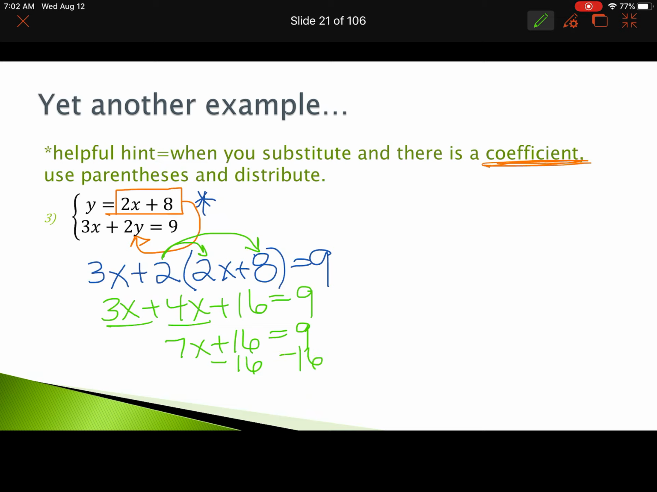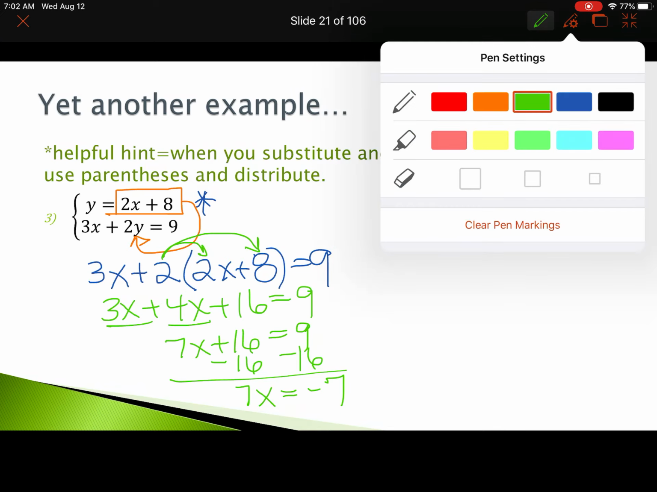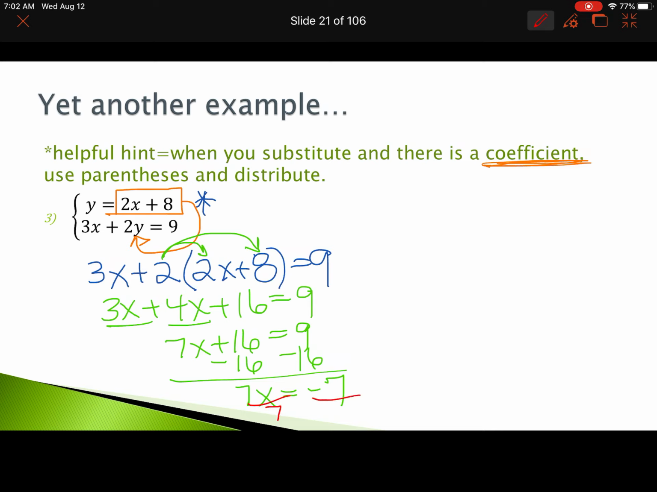Subtract 16 from both sides. 7x equals negative 7. Final step, divide both sides by 7. The value of x that we find is a negative 1.